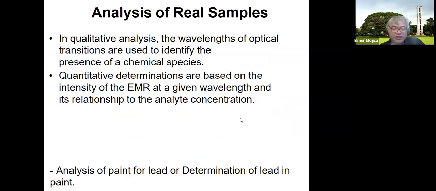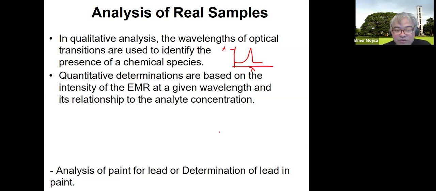Now, how do we look at it in terms of analysis of the real sample? So in qualitative analysis, the wavelength of the optical transitions is used to identify the presence of the chemical species. Usually we just look at a particular wavelength, and if we see that there's an absorbance or an emission there, we could say that that sample or species might be present. But if we want the quantitative determination, we usually base it on the intensity, because if we only see it like this, so if this is the wavelength, okay, we're not after the intensity of the absorbance.